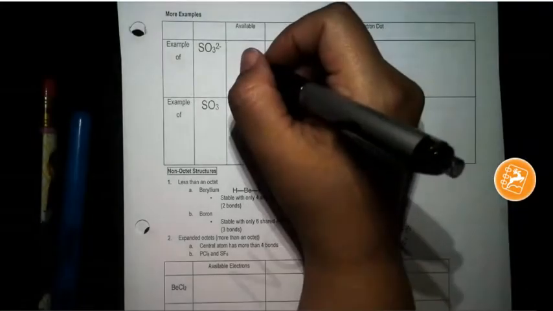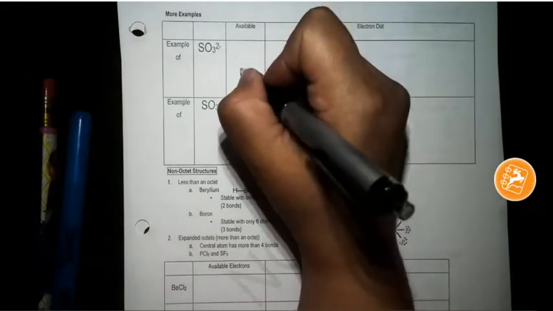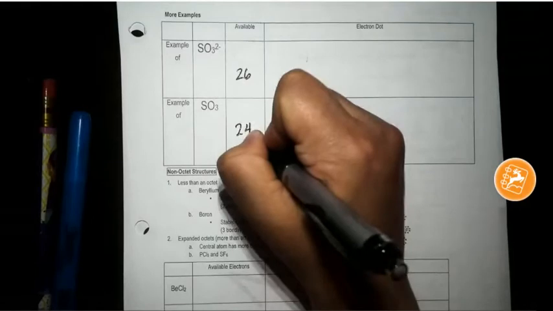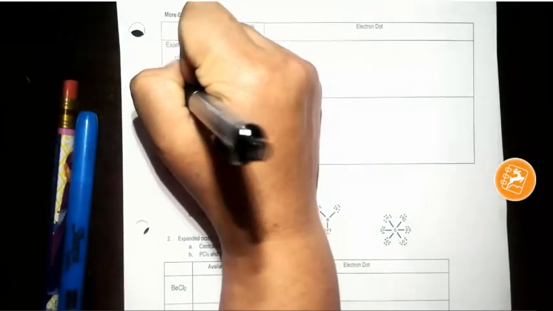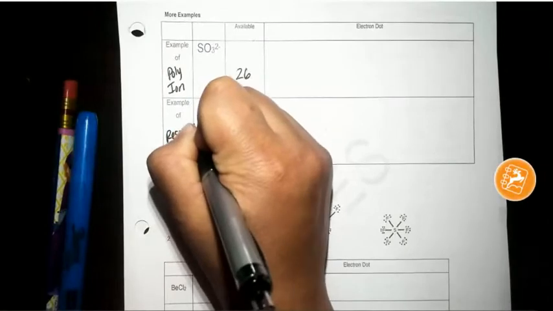All right, so hopefully you had enough time to do these structures. What you should have noticed is that this one had 26 available electrons, this one had 24. You should have also noticed that this is an example of a polyatomic ion, and this one was an example of one that has resonance.